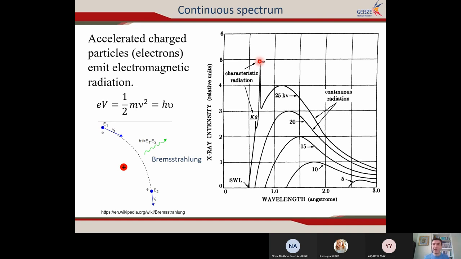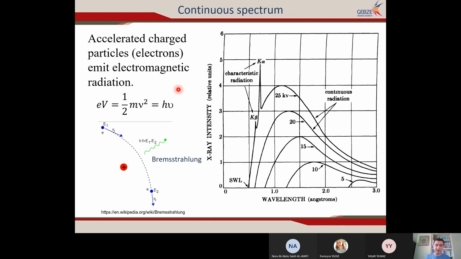This is a very huge number. You have many X-rays, but they have a single wavelength, and they are very useful for scientific and technological applications. So compared to the continuous spectrum, characteristic radiation is preferred. And as you can understand from the name, it is characteristic for each element, for each atom. Each atom has its own K alpha radiation, K beta radiation, and also other radiations from other energy levels in the atom.